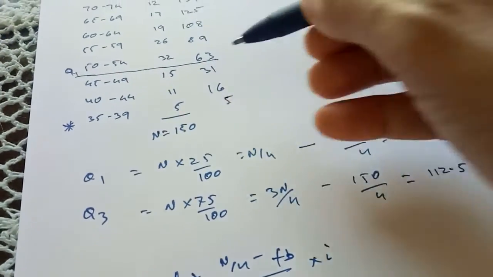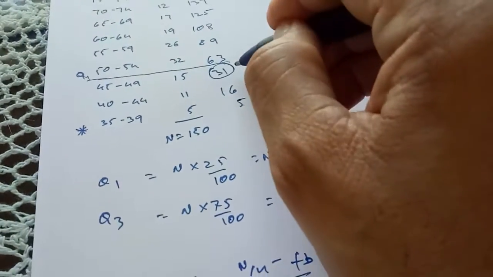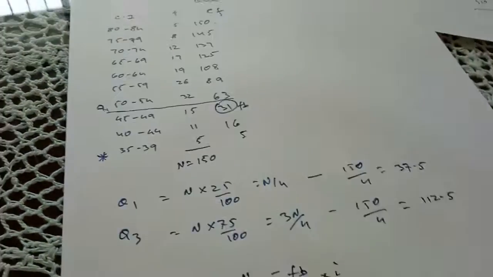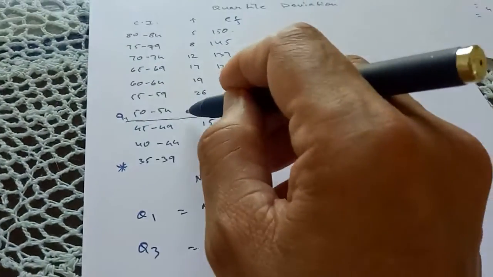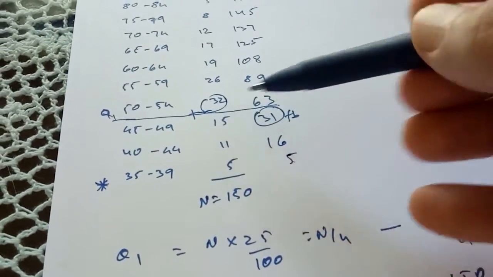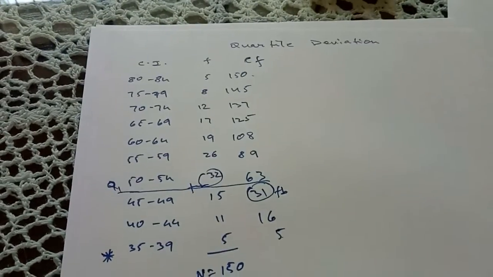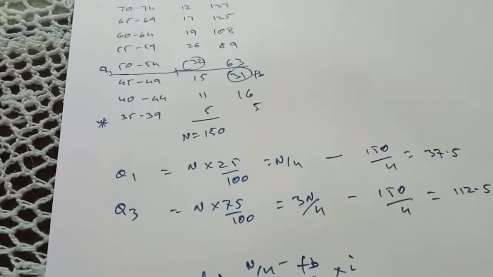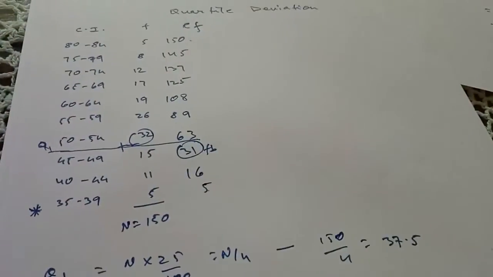I've already done that. That is 31. See, I've gone up, adding up to here. I have that value. This is FB over here. So minus 31 divided by FM, the frequency of this class interval where Q1 lies. That is 32 into I, which is 5. I is the size of the class interval. So how much would that be?